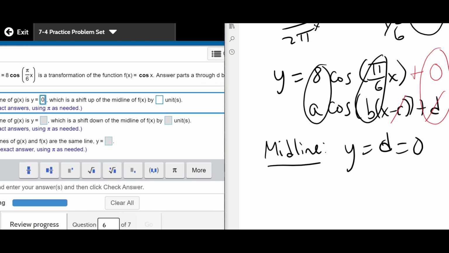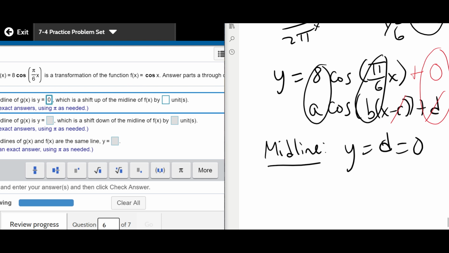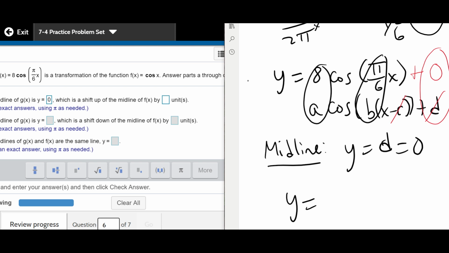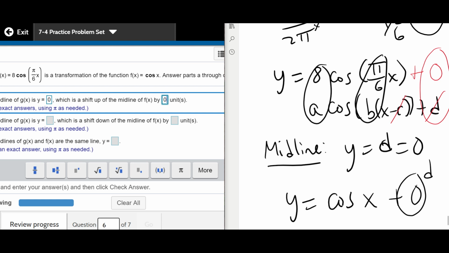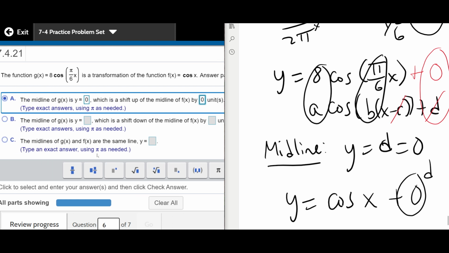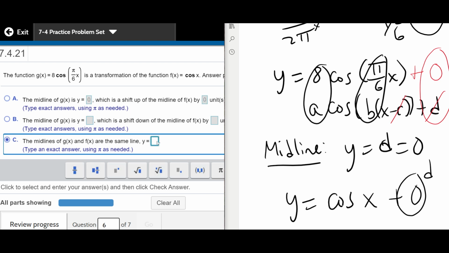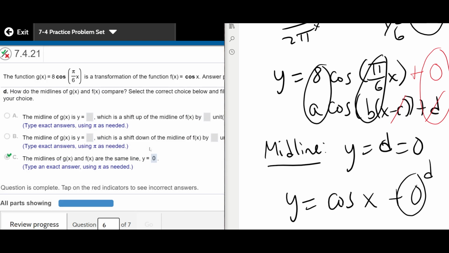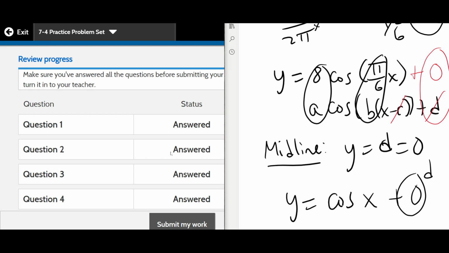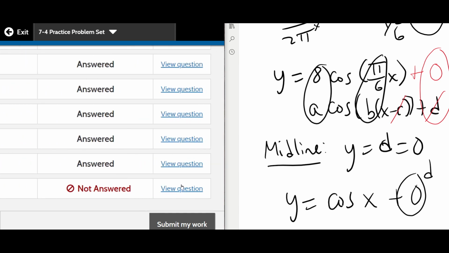And then if you look at the original cosine, that also does not have a midline shift. That also has a midline of 0 because there's an invisible plus 0 here, and that's your d. So that also has a midline of 0, so it's not shifted at all. So we would say the midlines are the same, which is y equals 0. Okay, that's really what I wanted you to know for that question. Midlines are really easy to solve.